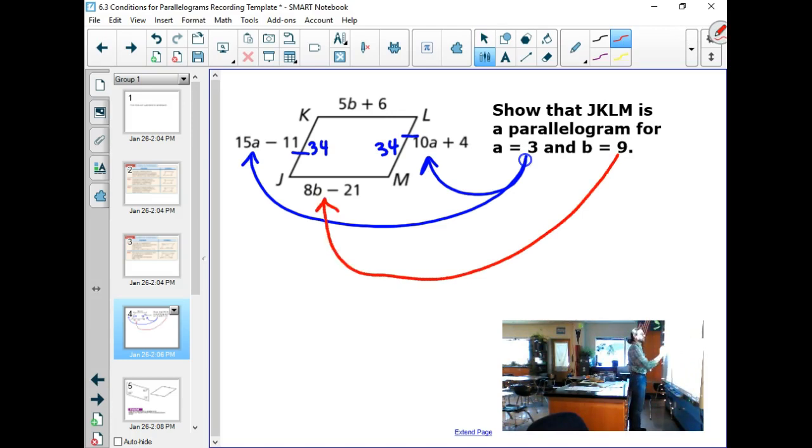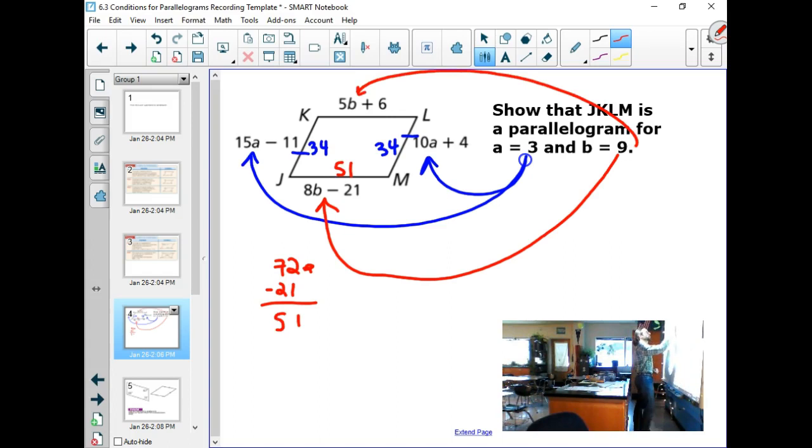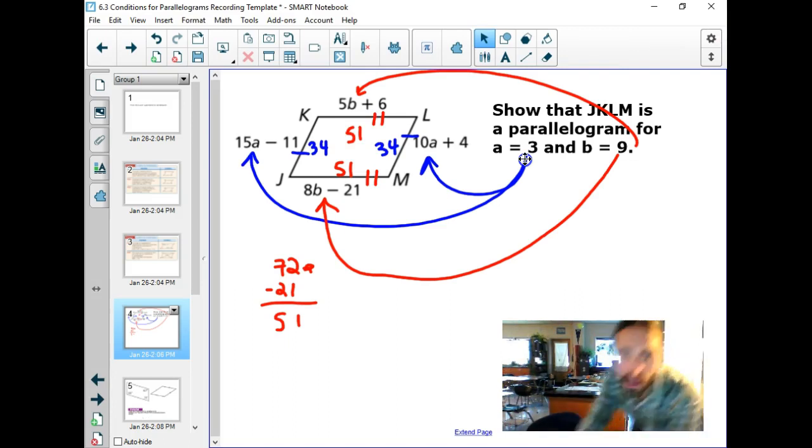I'm going to plug in 9 for B. 9 times 8 is 72. 72 minus 21 is 51. And then I plug in 9 up here. 45 plus 6 is 51. Aha! In fact, I do have 2 sets of sides that are congruent, so therefore it's a parallelogram.